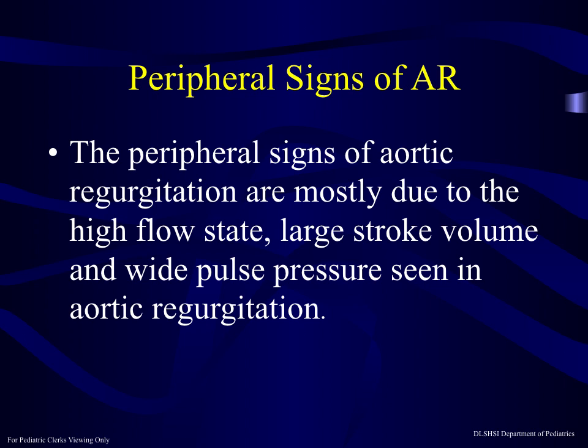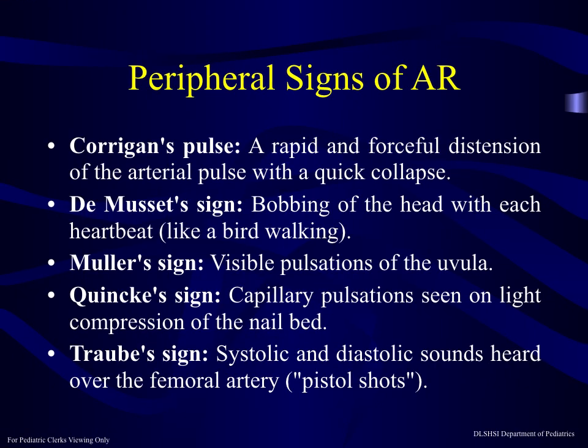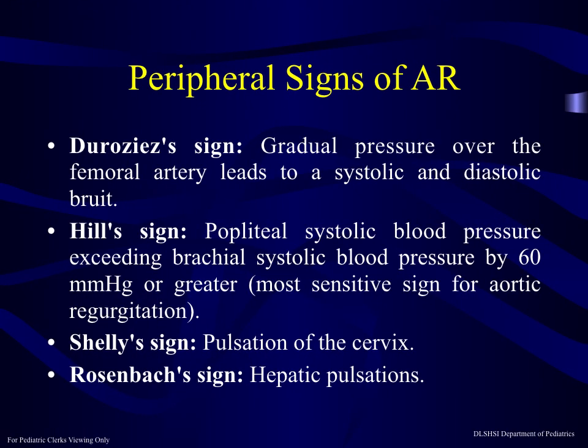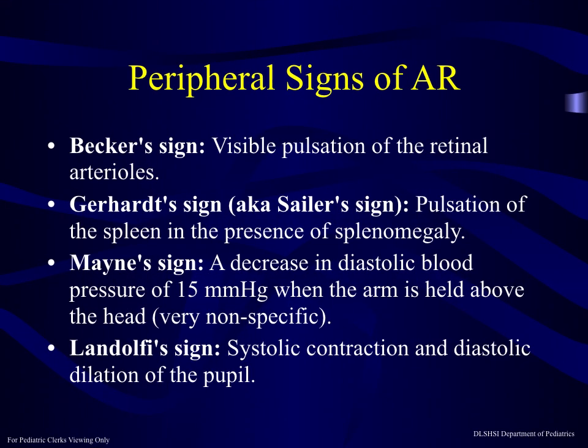The peripheral signs of aortic regurgitation are most commonly due to the high flow state, large stroke volume, and wide pulse pressure seen in aortic regurgitation. Now, this slide shows you the peripheral signs of AR. Another peripheral sign of AR. And also other peripheral signs of AR.